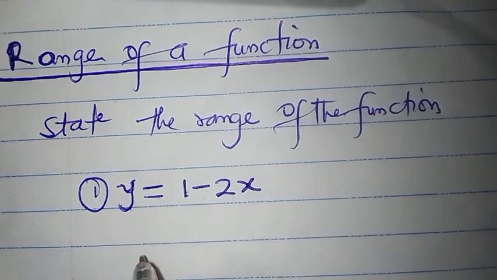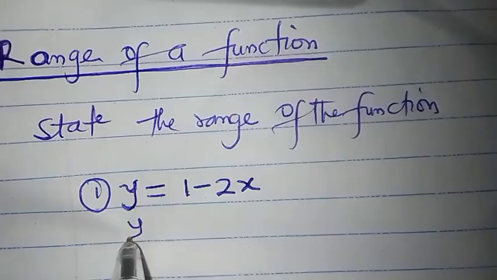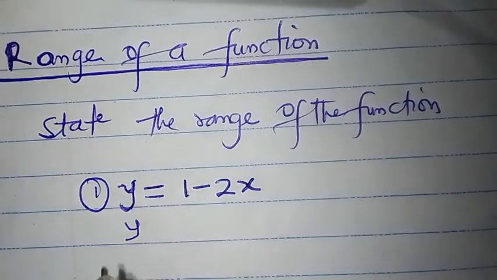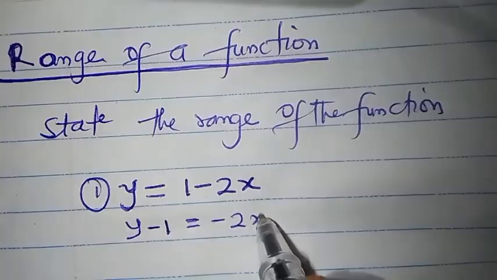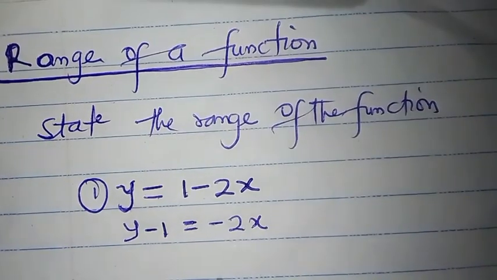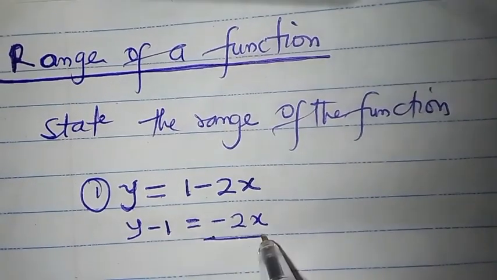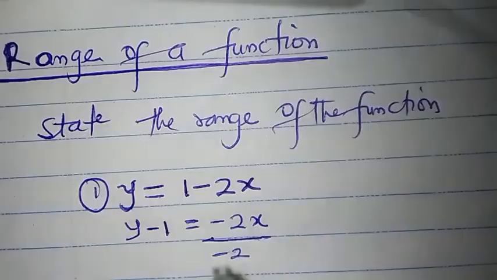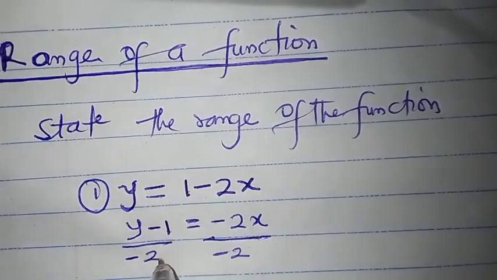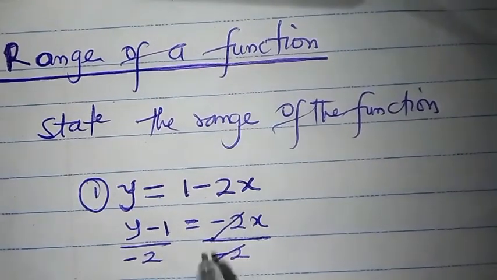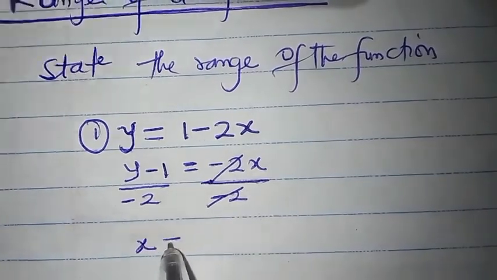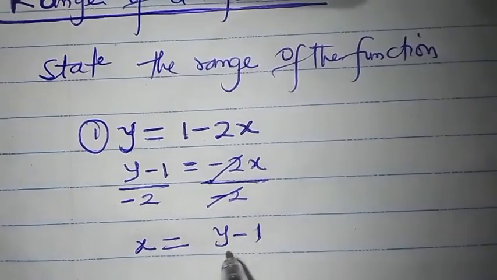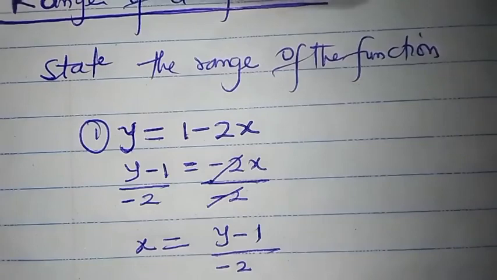Okay, so y, this 1 is going to cross and turn to minus, leaving minus 2x at the other side. I will now divide both sides by minus 2. Minus 2 cancels minus 2. It means that x is equal to y minus 1 all over minus 2.